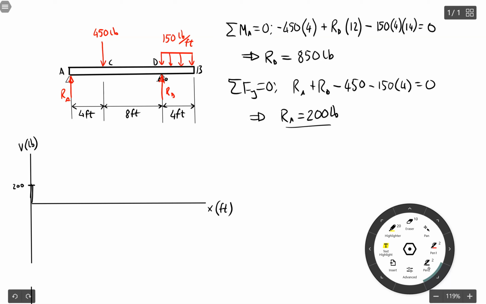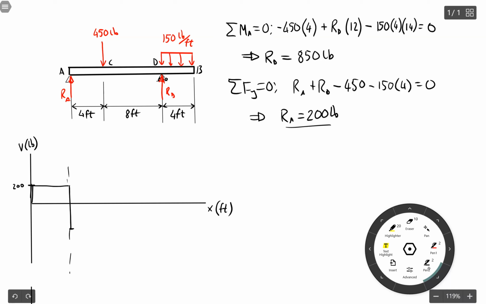so that's just going to be a flat line. But then we reach this point here, 4 feet along the bar. We've got 450 pound force downwards, so this is going to drop. And that point there is going to be negative 250. Yeah, so 200 minus 450 gives us negative 250. And then we have nothing else happening. So we've got a flat line again until we reach this point here, which is D.